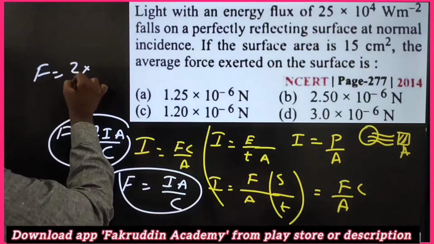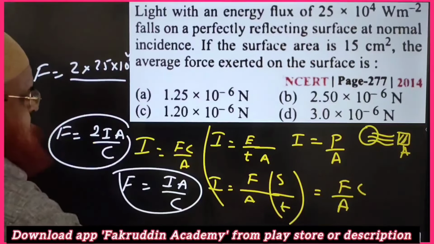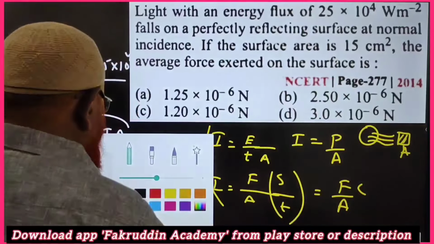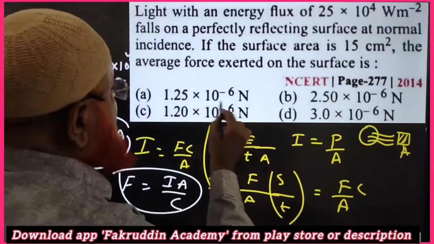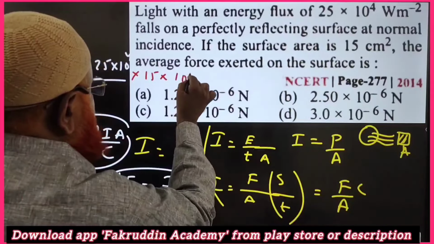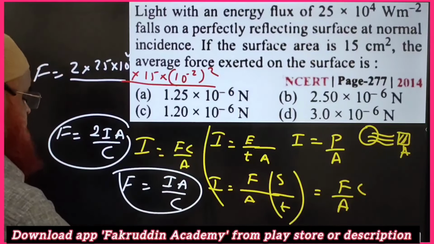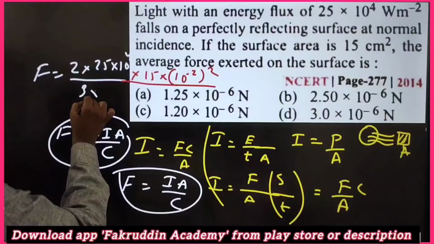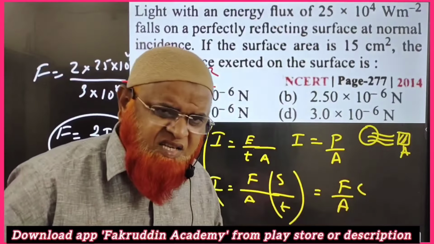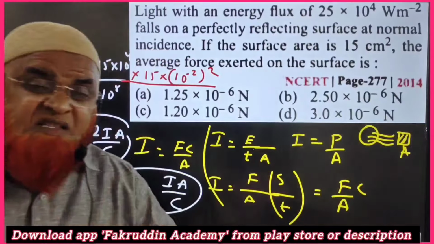Force is equal to 2 into intensity, which is 25 into 10 power 4, into area. Area is given as 15 centimeters, so convert into meters: 10 power minus 2 whole square, divided by C. C is nothing but 3 into 10 power 8. Just calculate and get the answer. Find out the correct option in this description.